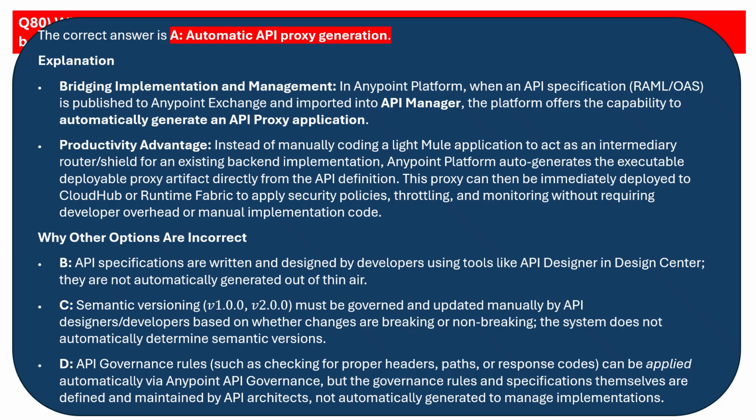Why other options are incorrect? B. API specifications are written and designed by developers using tools like API Designer and Design Center. They are not automatically generated out of thin air. C. Semantic versioning must be governed and updated manually by API designers/developers based on whether changes are breaking or non-breaking. The system does not automatically determine semantic versions. D. API governance rules, such as checking for proper headers, paths, or response codes, can be applied automatically via Anypoint API governance, but the governance rules and specifications themselves are defined and maintained by API architects, not automatically generated to manage implementations.